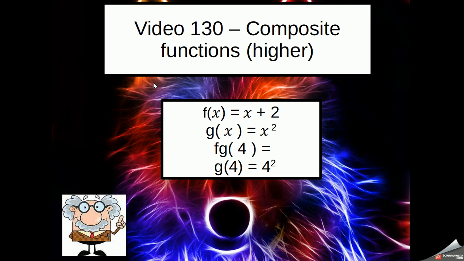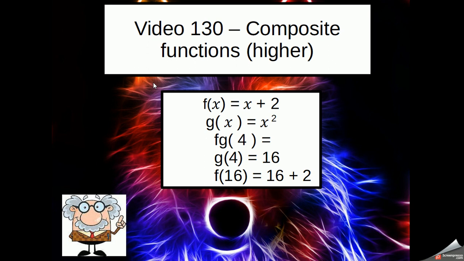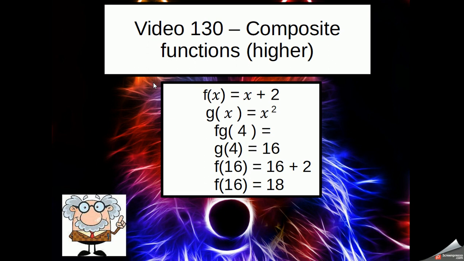Well, the g of 4, notice how I'm working with the second function first, the g function, is 4 squared, which is 16. And now I'm feeding that into the other function, which was the f function, because that one came first. So 16 plus 2 is 18.